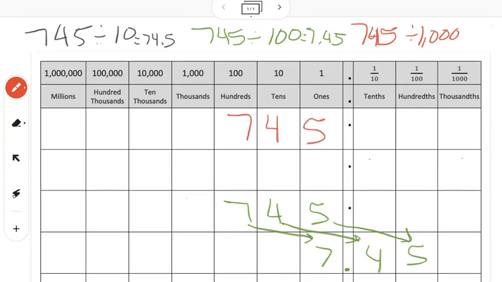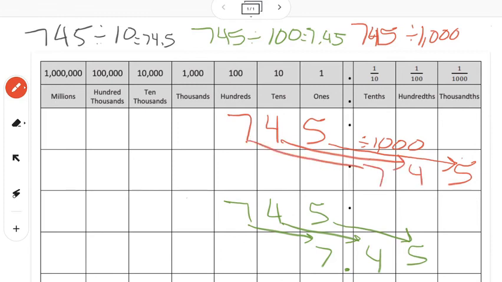Last one, 745 divided by 1,000. So, three places back. I'm going to even put divided by 1,000 so I know what I was doing on that arrow. 5 goes all the way back here. 4 and 7. All of my place values to the right of the decimal are completed. And our final answer is 745 thousandths. And that concludes our first mini lesson for Module 1, Lesson 1.